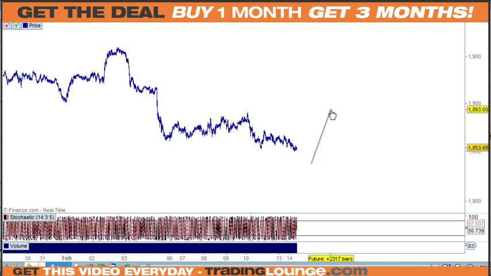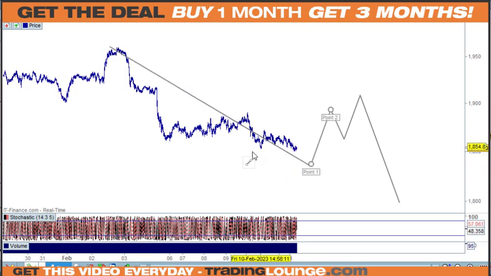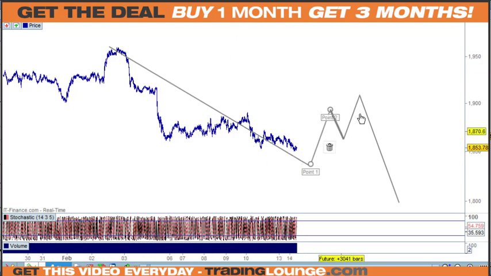We need that B wave to come in, and then we'll have the C wave come down. So we definitely got 5 waves down here, and possibly to here, well, either to here or down a bit further. I'm not quite sure, but that's what we're looking at at this point for that B wave.